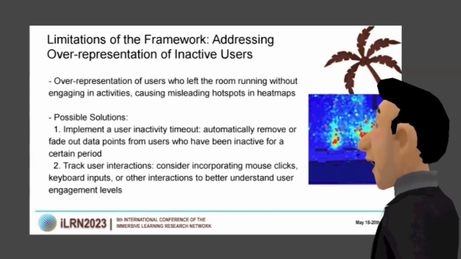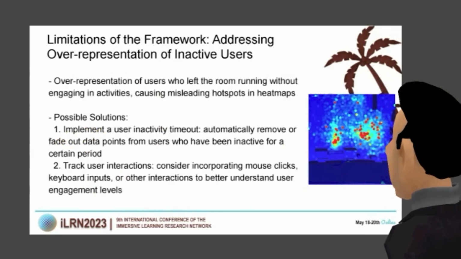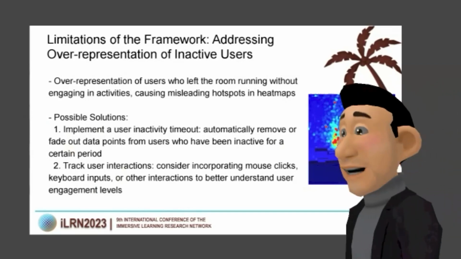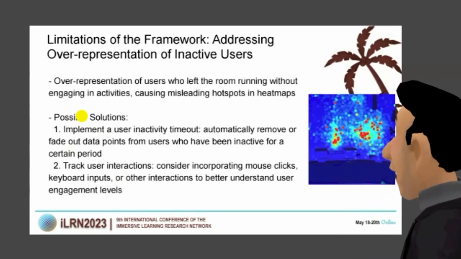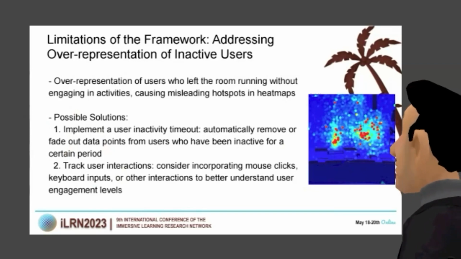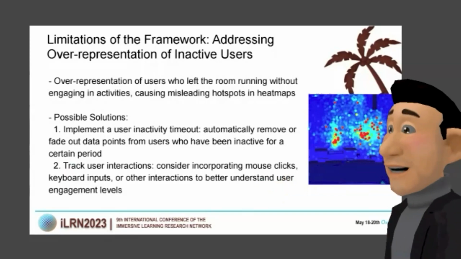To prevent that, we can implement a user inactivity timeout, that is, to automatically remove or fade out data points from users who have been inactive for a certain period. Or you can track user interactions, that is, incorporate mouse clicks, keyboard inputs, and other interactions to monitor user engagement levels better.